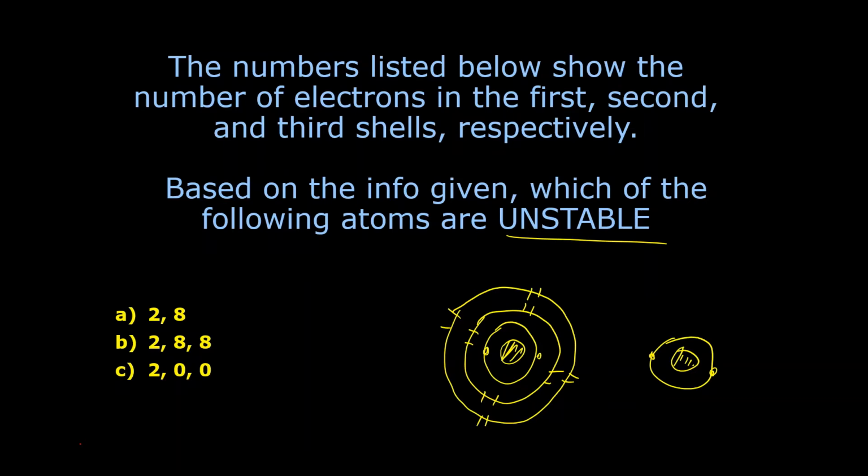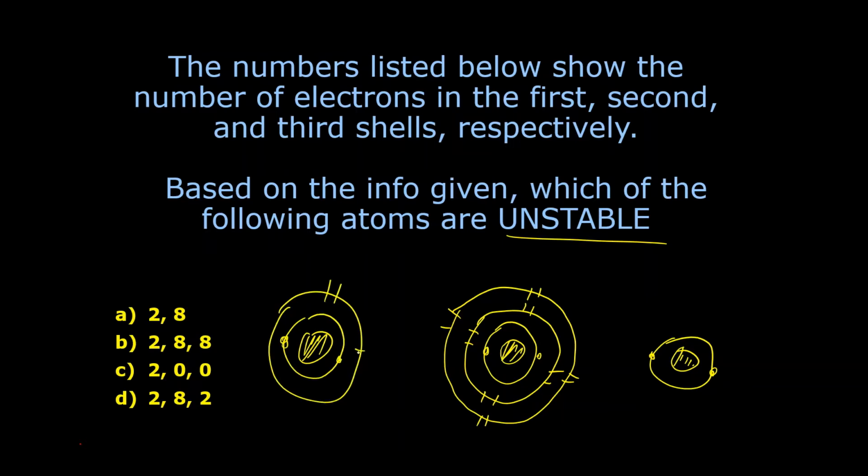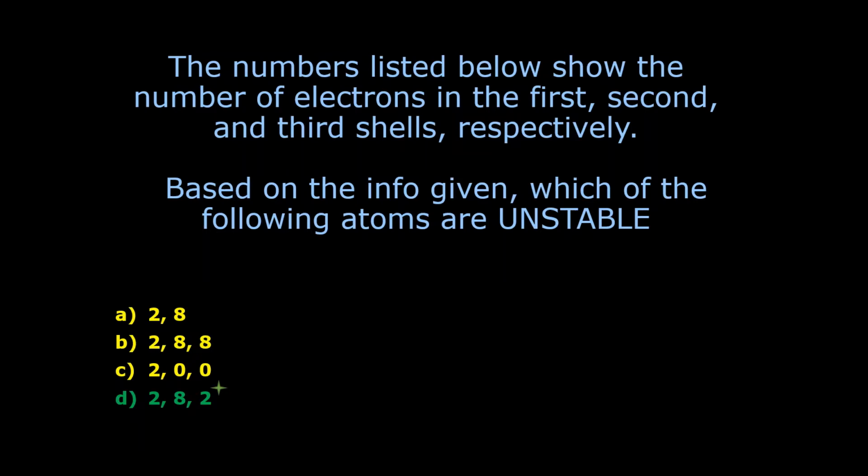Let's hope and pray that the last one is unstable, right? Or we've done something wrong in our thinking. 2, 8, 2. So nucleus, we put 2 in this one, 8 in the second one. 1, 2, 3, 4, 5, 6, 7, 8. And then 2. Aha, there we go. That is definitely an unfull valence. It is unstable. That is correct.